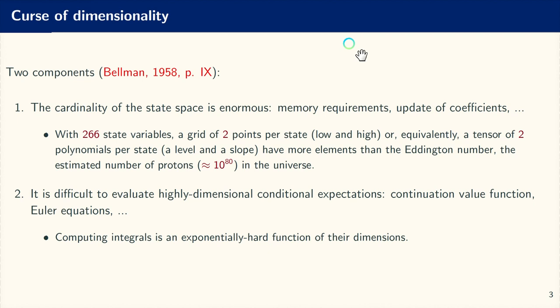Or currently, if instead of solving using, let's say, value function iteration, you are using a tensor of 2 polynomials per state, for instance a level and a slope, and again, you cannot go much lower than that. Well, this model with 266 state variables will have more elements in the grid or more coefficients in the tensor of polynomials than the Eddington number, the estimated number of protons, 10 to the power of 80, in the universe. And we are not talking here about a gigantic model.